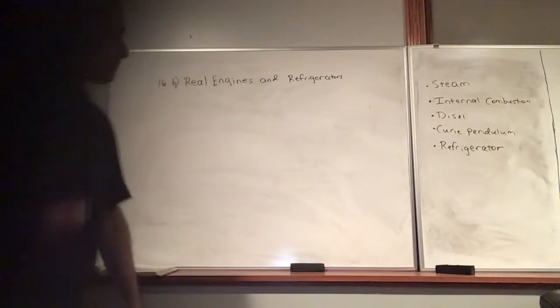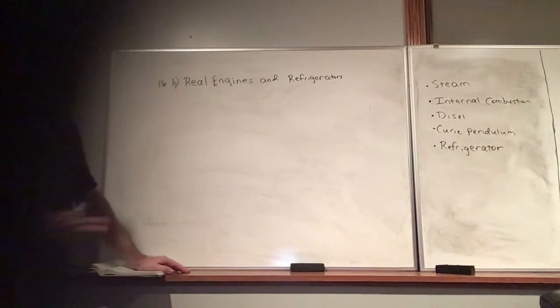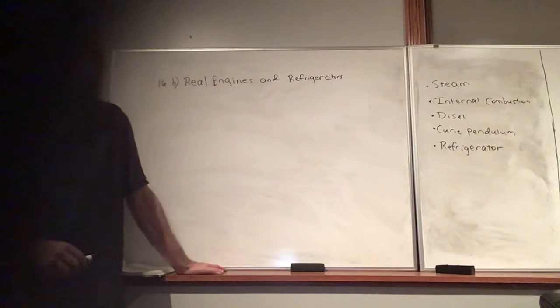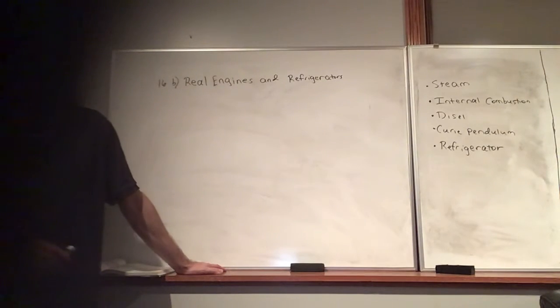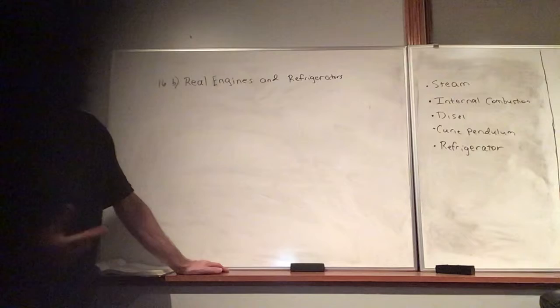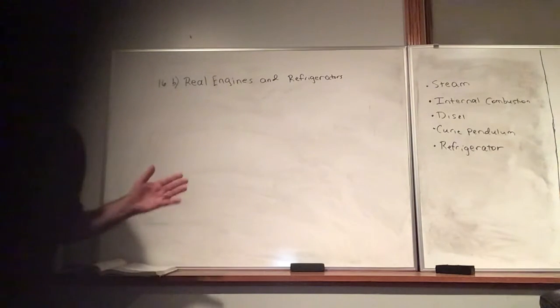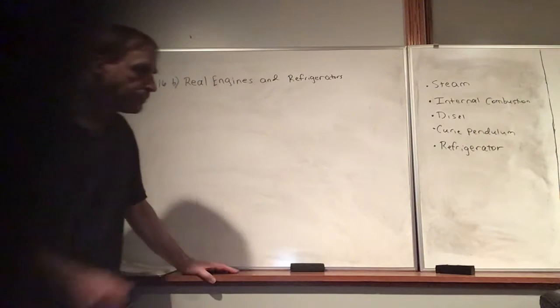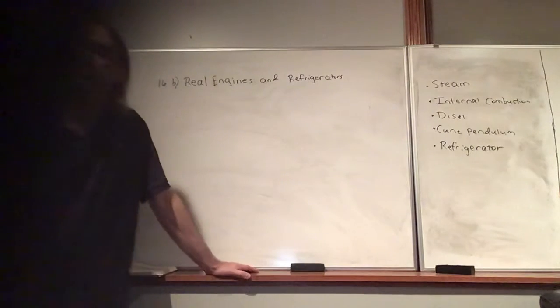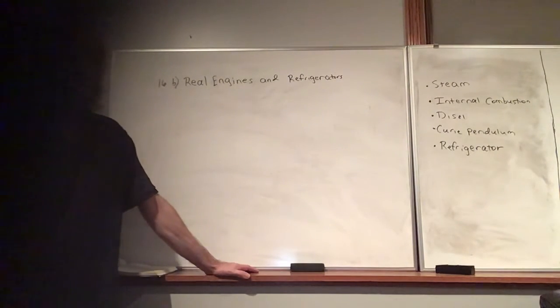Hello, class. Okay, so last time we talked about engines and refrigerators, and we dealt with both of those as kind of theoretical devices. Basically, an engine works when you have a difference in temperature. Energy wants to flow from hot to cold, and we can intercept that energy and take some of it to turn it into work.